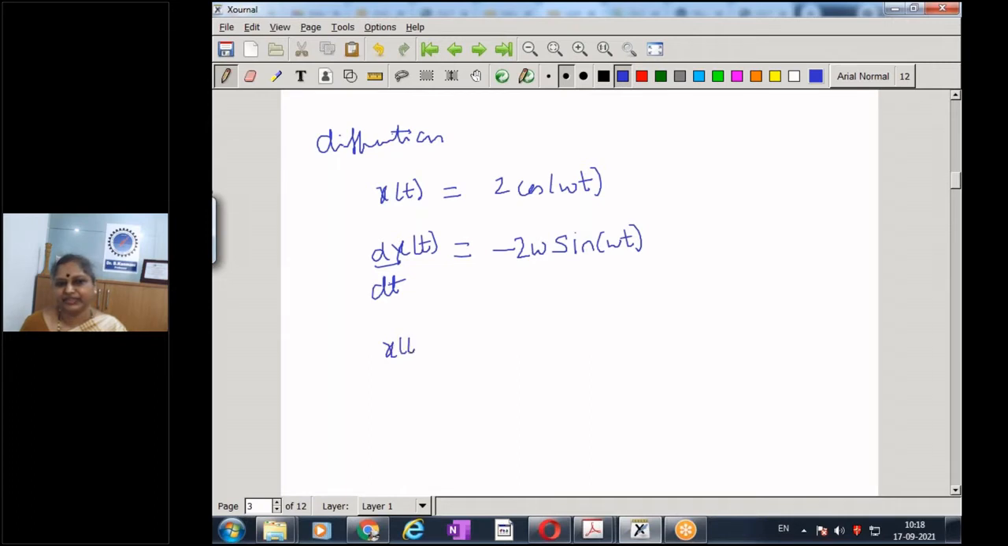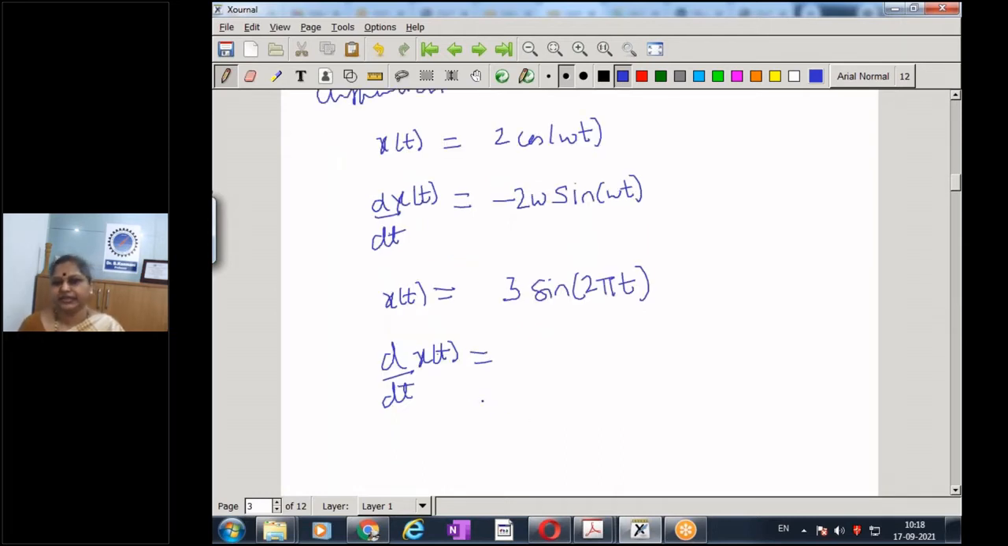Similarly, if I have a signal, let us say x of t is 3 sine 2 pi t, then what is the derivative of x of t? What is the derivative of this signal? Derivative of sine.